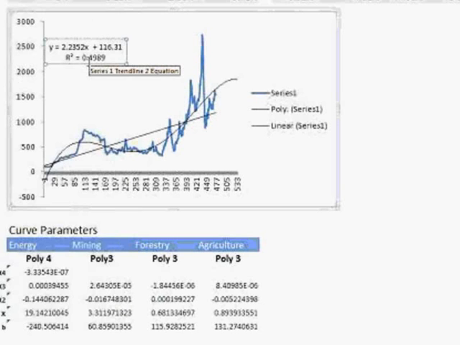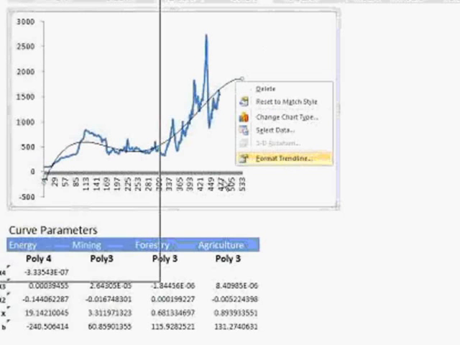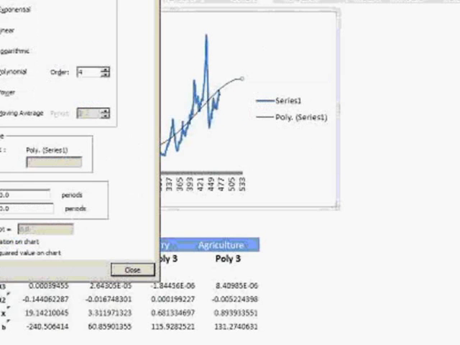Let's get rid of this. So this is what we did. So we actually used this for the other three. We did this process. So I'm just going to delete this, and I'm going to reapply it. Format trend line, and I will display the R-squared.